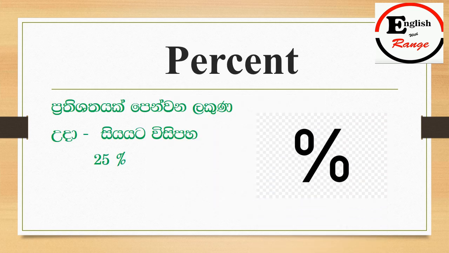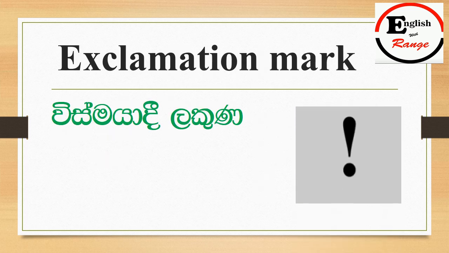20th one is percent. This symbol indicates a percentage. For an example, 25%, like that. Last one is exclamation mark.